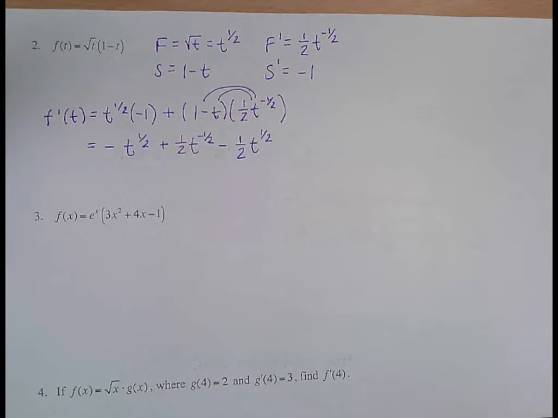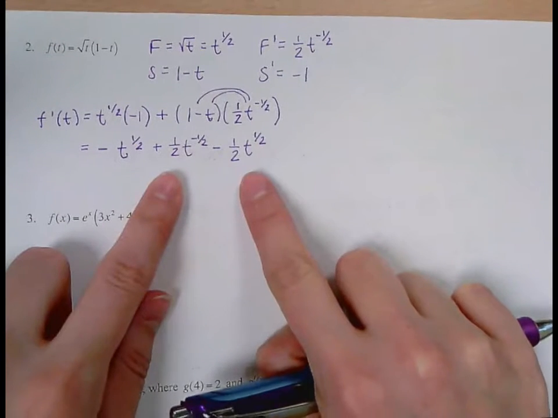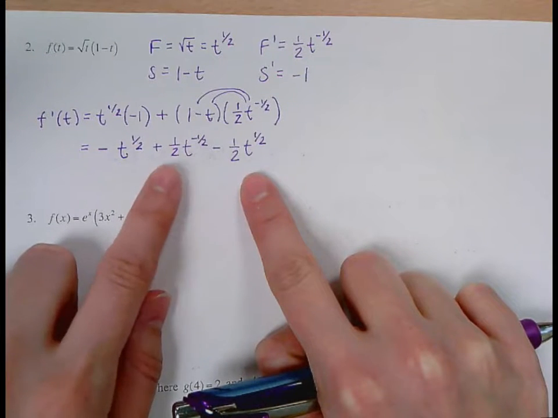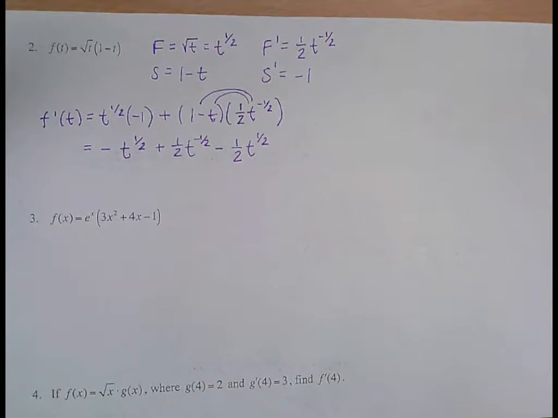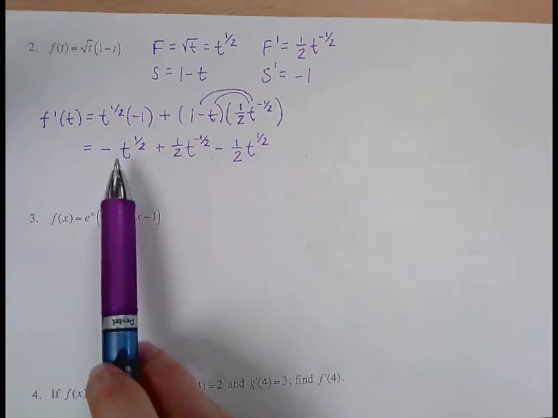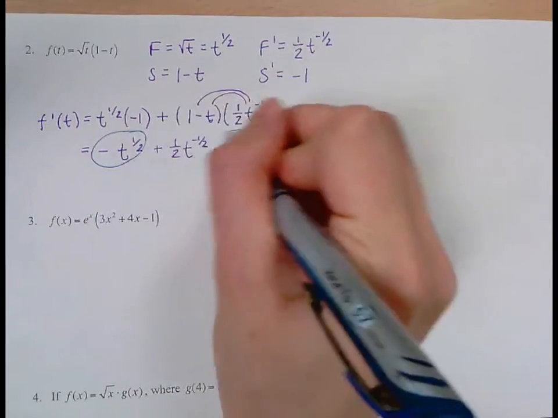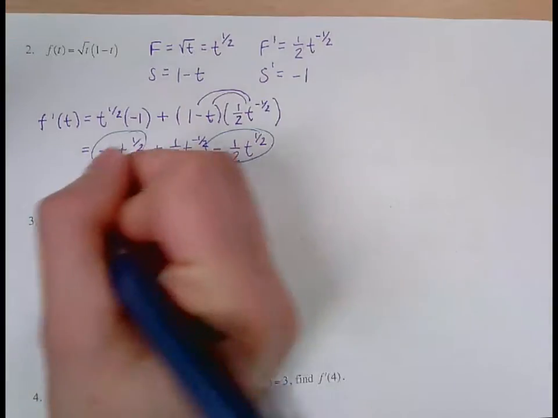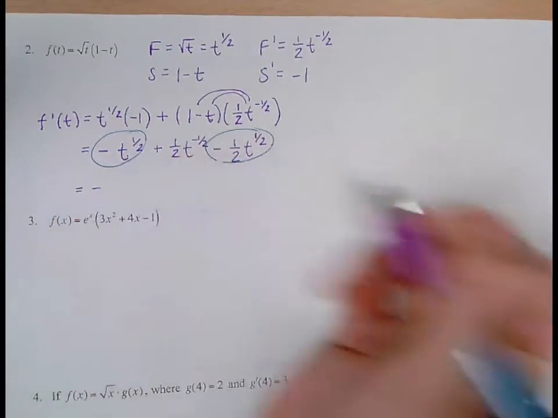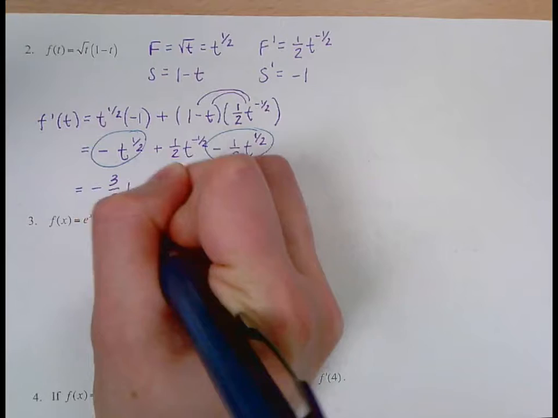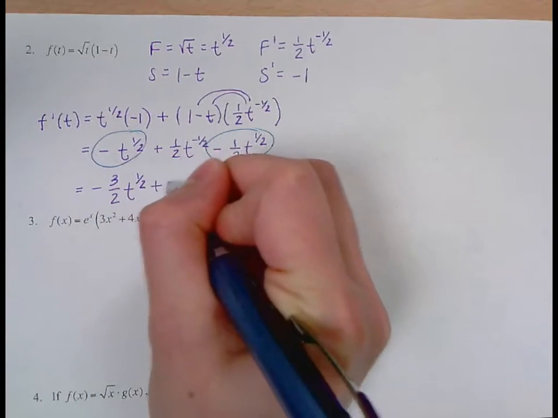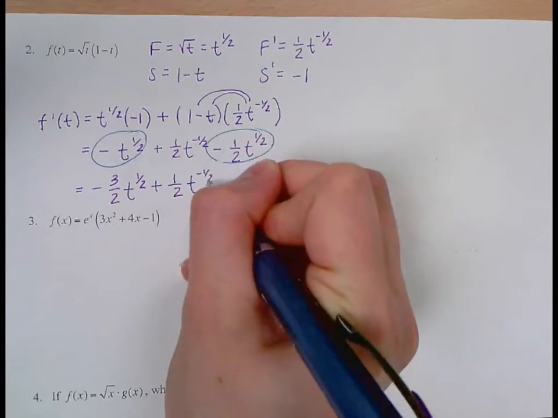See anything else you could do to simplify? Yeah, these don't cancel. Their exponents are different. One has a negative exponent, one doesn't. Yes, your first term and your last term are like terms. You could combine those. So that would be negative 3/2 t to the 1/2, and then plus 1/2 t to the negative 1/2.